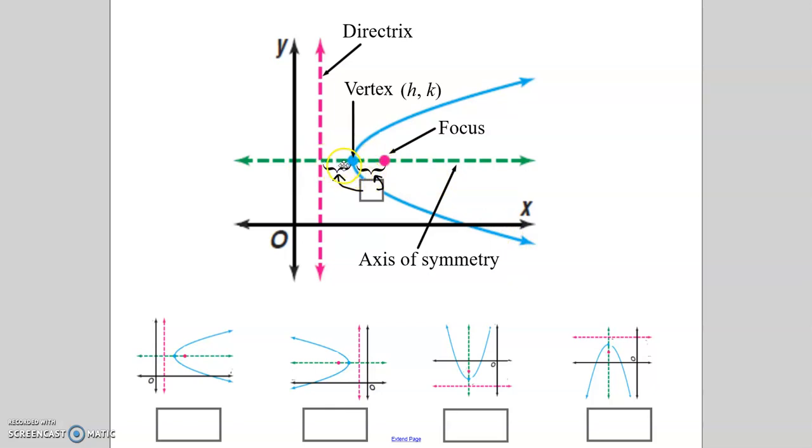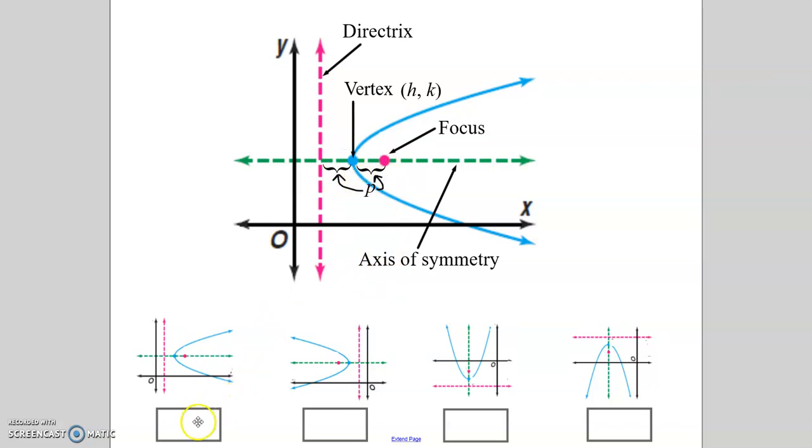Now you can see I've got these lines drawn in here. This distance between the directrix and the focus is the same distance as the distance between the vertex and the focus. That is called p. So the value of p is this distance right here from the vertex to the focus, which is the same as the vertex to the directrix.